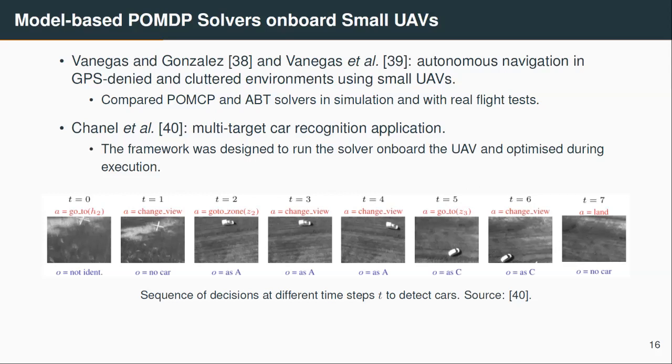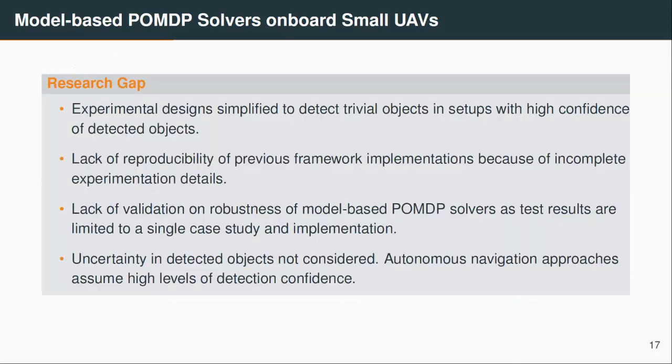There is another work from Chan et al., who developed a UAV system for a multi-target car recognition application. The authors claim that the framework was designed to run the solver onboard the UAV and optimized during execution. Nevertheless, I found some research gaps. Experimental designs were simplified to detect trivial objects in setups with high confidence of detected objects.